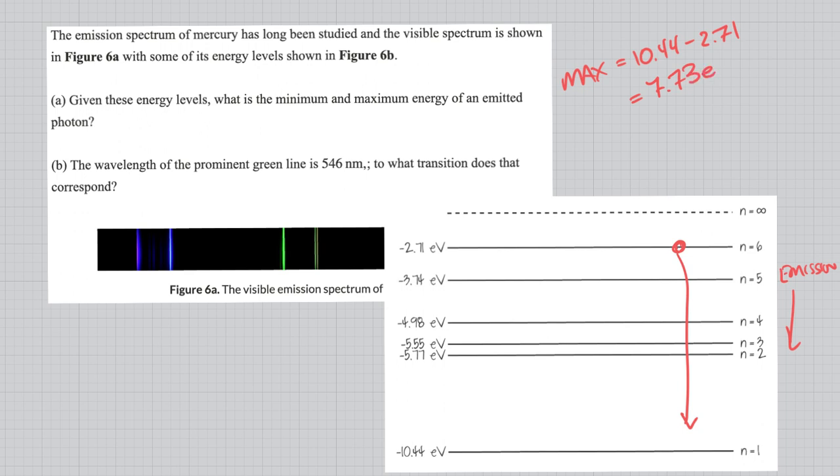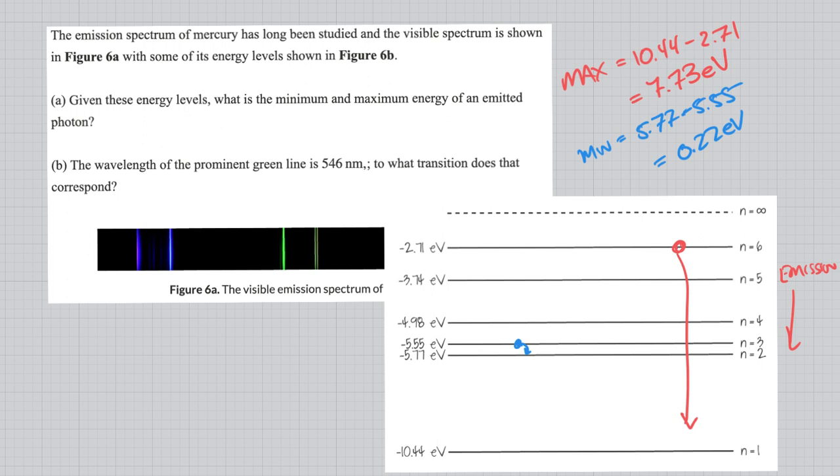7.73 electron volts. Now my minimum then is I would need to find what's the smallest difference in this. And so if I look at this right here, these two are going to be the smallest. So if I had some electron that was here and it just bounced down to there, my minimum then would be 5.77 minus 5.55. And my minimum then would simply be 0.22 electron volts.